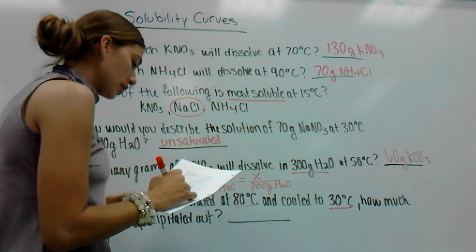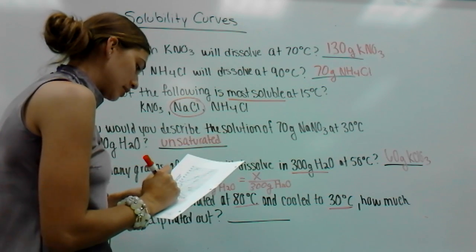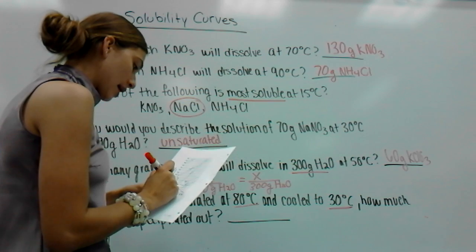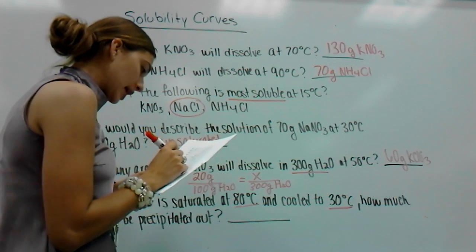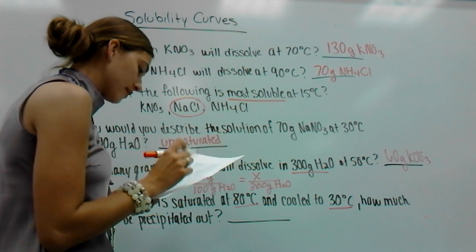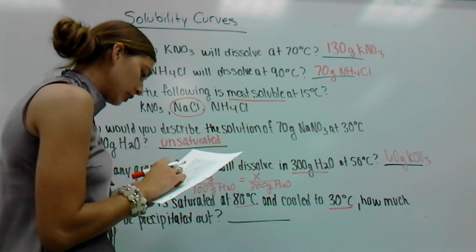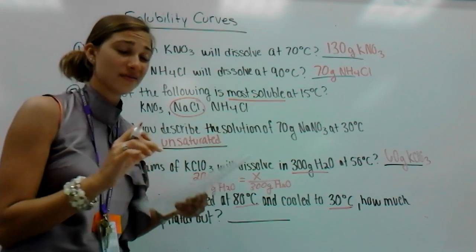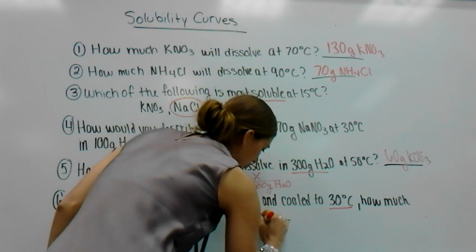So if I go to 80 degrees Celsius at KCl, make a little dot, then go to 30 degrees Celsius at KCl and make a little dot. To me, it looks like at 80, it's at 50 grams that can be dissolved, and at 30, it looks like about 35 grams that can be dissolved, so your difference there is going to be about 15 grams.